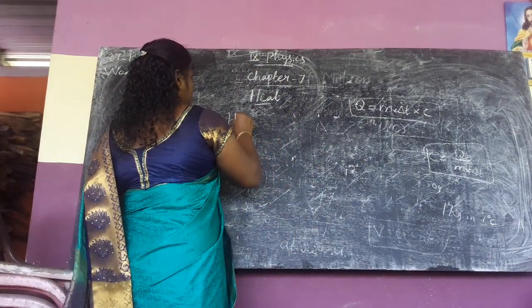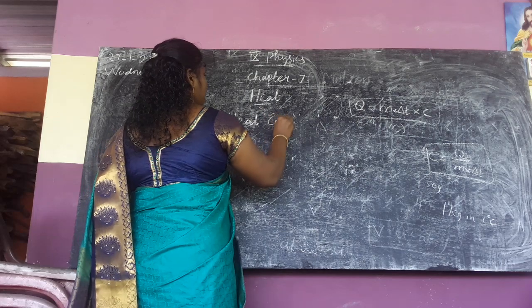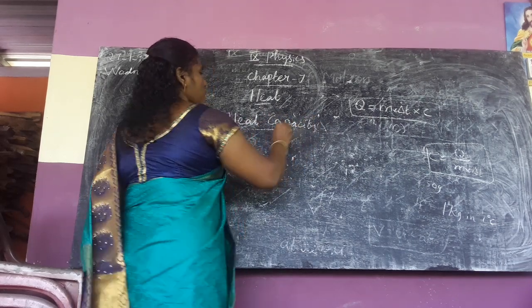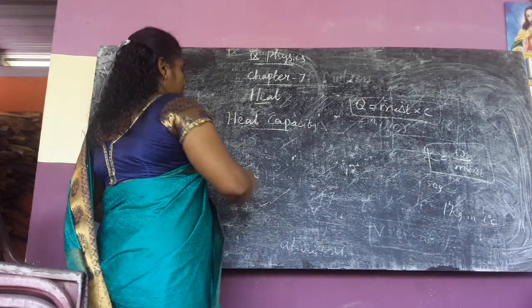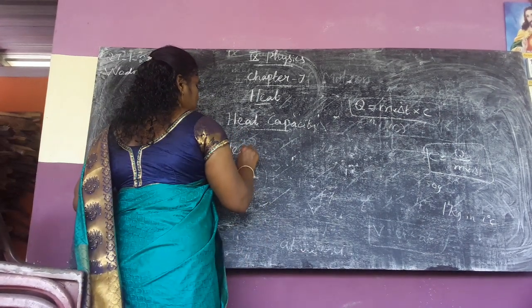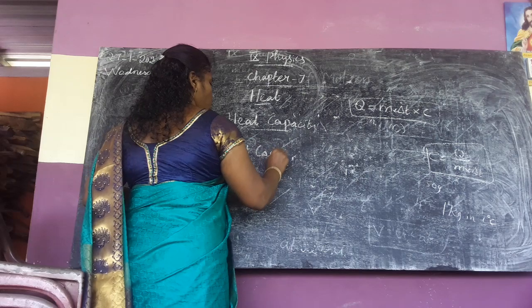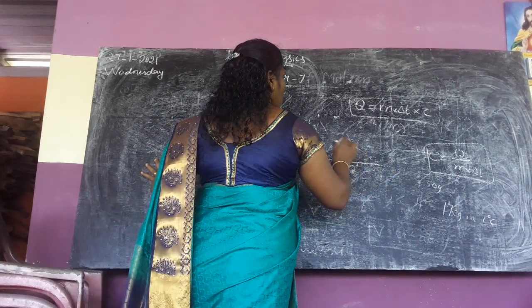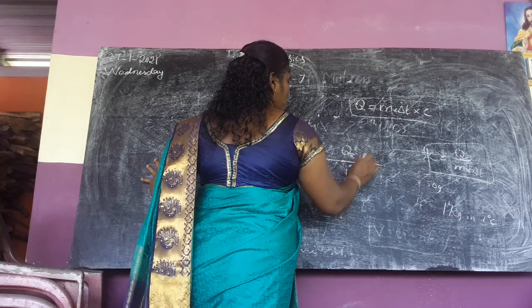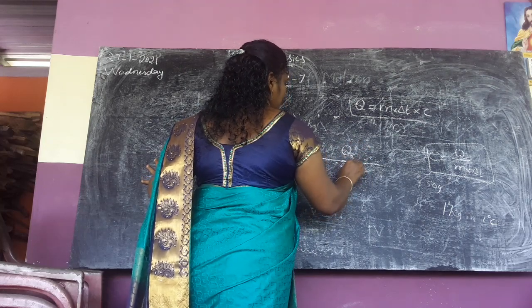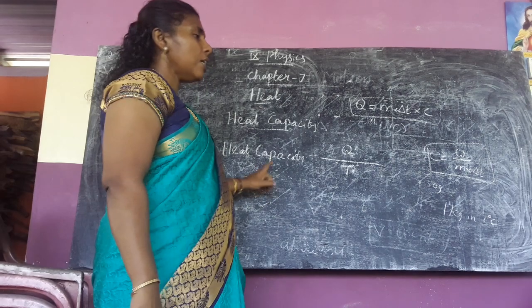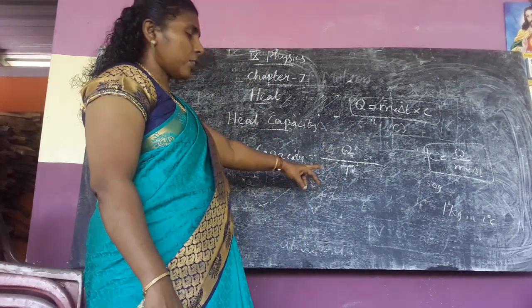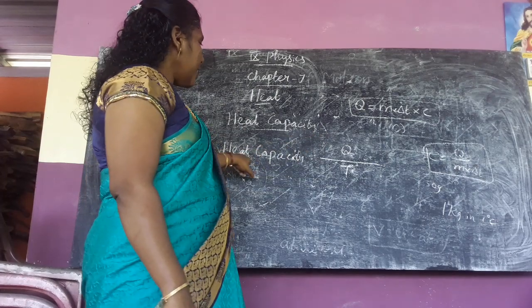Heat capacity. The heat capacity formula: heat capacity equals the quantity of heat required, that is Q, divided by T. This is the formula for heat capacity. The quantity of heat required divided by the rise in temperature; that will be the heat capacity.